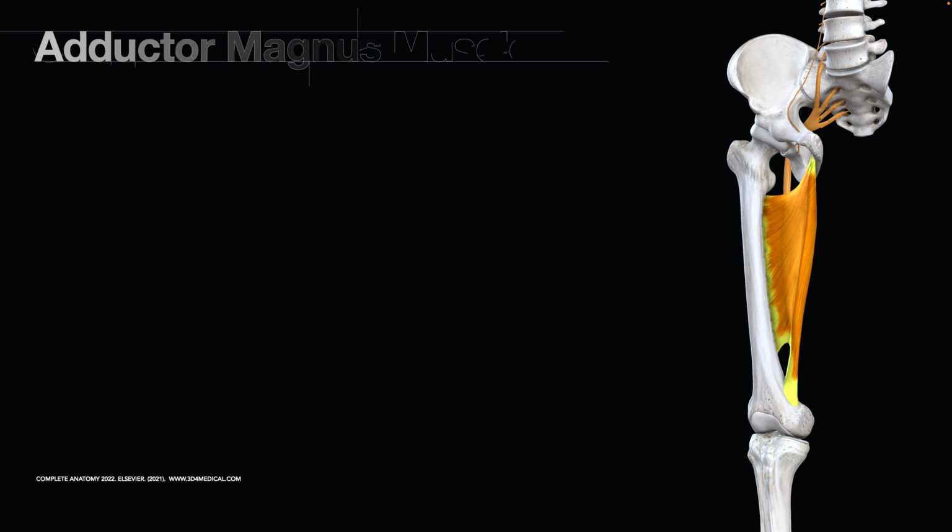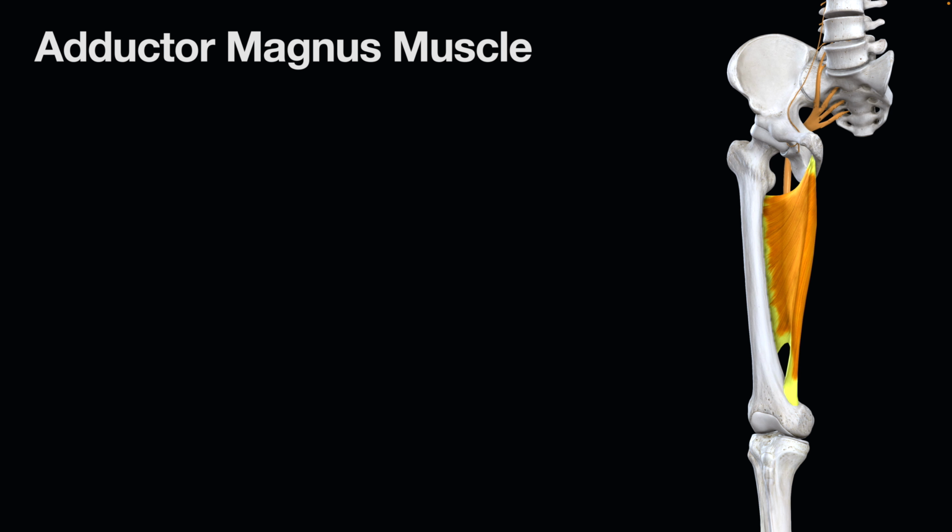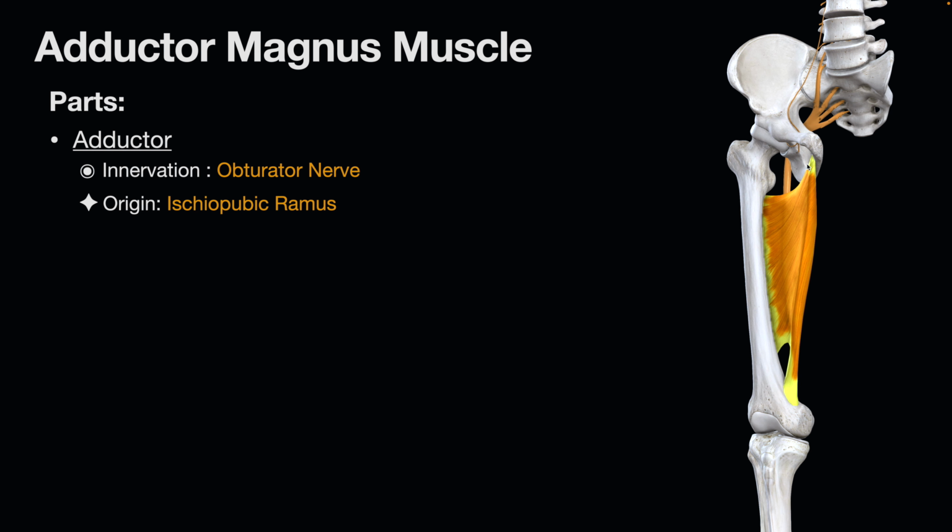Next, we're going to talk about the adductor magnus. This is the largest and strongest muscle of the medial compartment of the thigh. It is triangular in shape and consists of two parts that each have a distinct nerve supply and action. Like other muscles in the medial compartment, the adductor part is innervated by the posterior division of the obturator nerve. This part originates from the ischial ramus and passes obliquely to insert at the medial lip of the linea aspera.